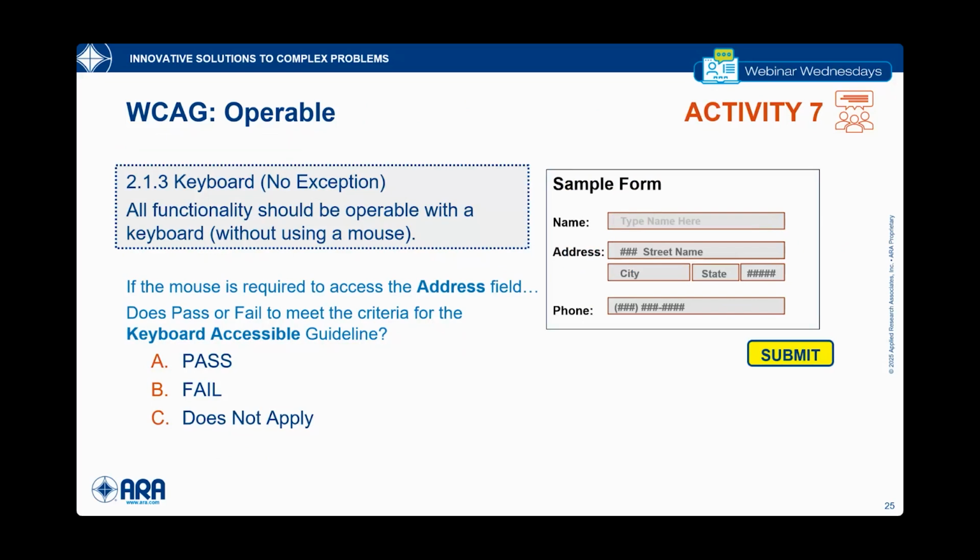When you're filling out a registration form online, you would expect to be able to use the tab key to enter all of the information. In this sample form, once the name is filled in, using the tab key, the cursor skips to the phone number field. If the mouse is required to access the address field, would this pass or fail to meet the criteria for keyboard accessible? Since we were not able to access the address field using the keyboard, this example fails to meet the requirements for keyboard accessible. So the correct answer is B.